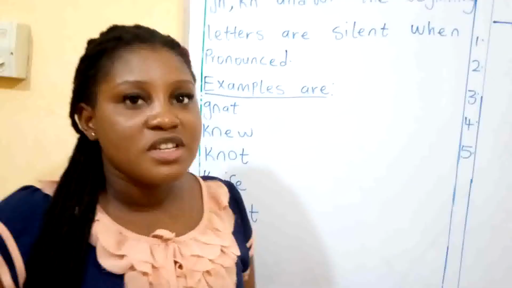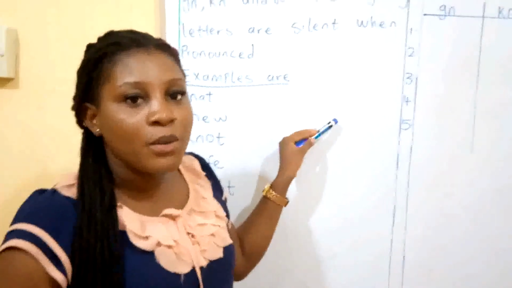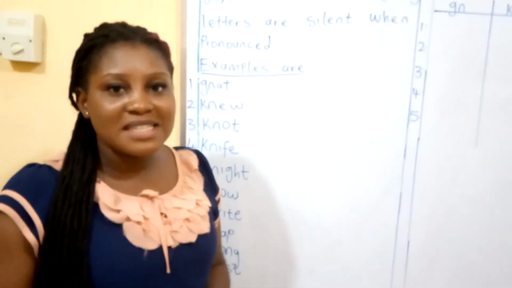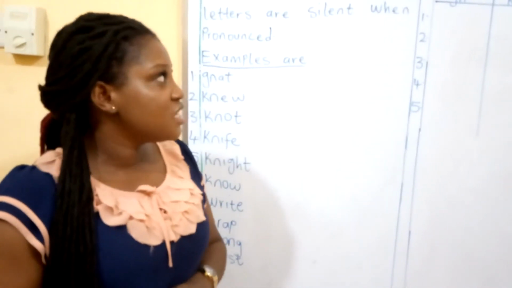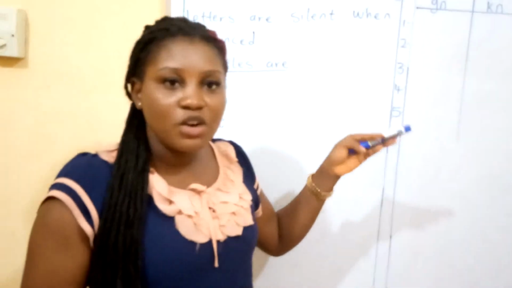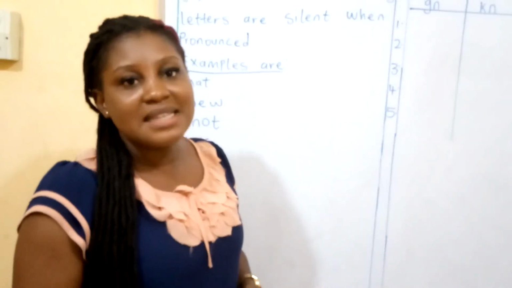Okay. So this is how far we can go for today. On our next lesson, we are going to see how we are going to end silent words. Remember, we are still learning how to read. So we have learned how to begin silent words. On our next lesson, we'll see how we are to end silent letters.